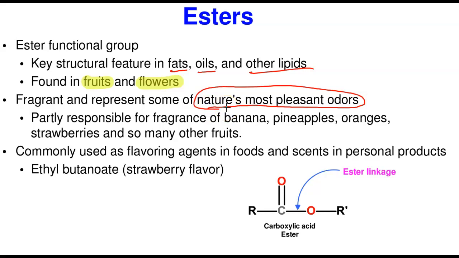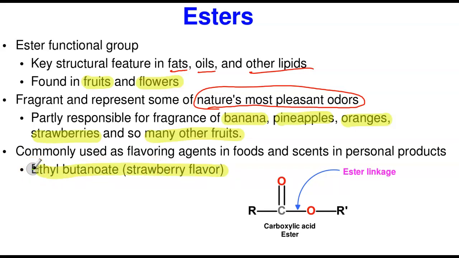Now they are partly responsible for the fragrance of bananas, pineapples, oranges, strawberries, and so many other fruits. So that is the reason why they are commonly used as flavoring agents in foods and in scents in personal products. A very common example is ethyl butanoate, which is the strawberry flavor.